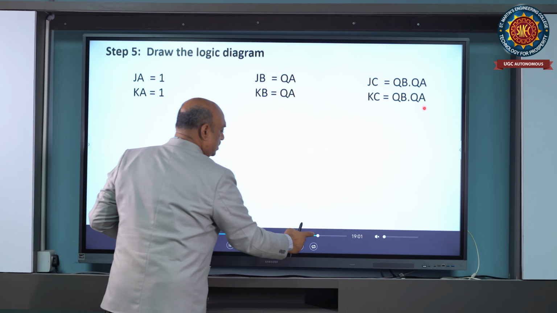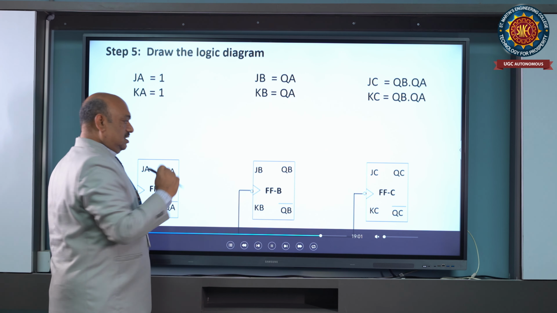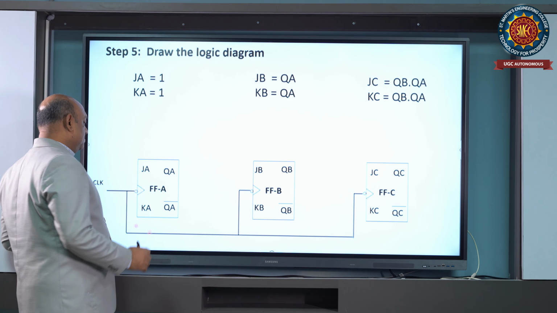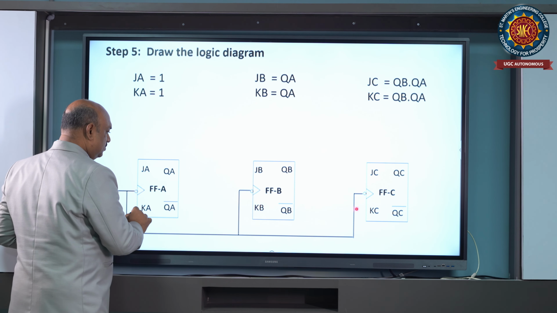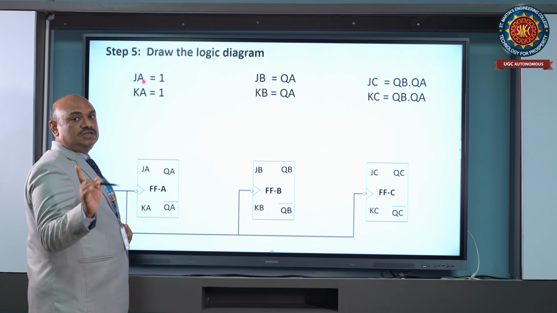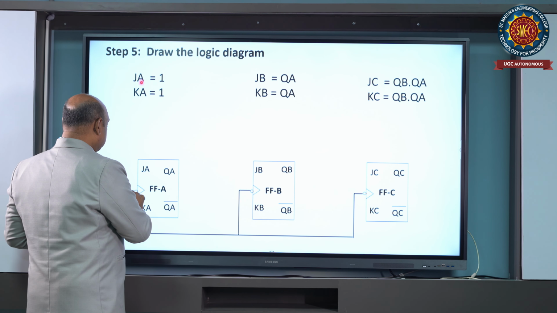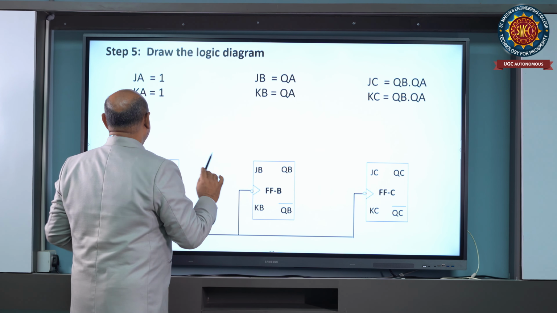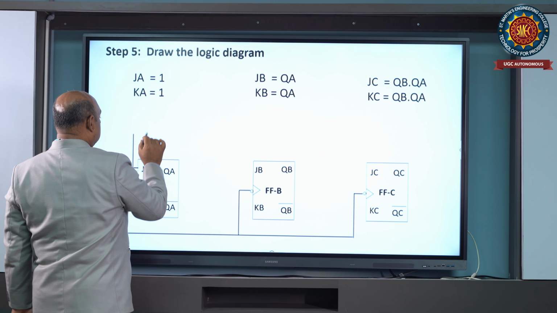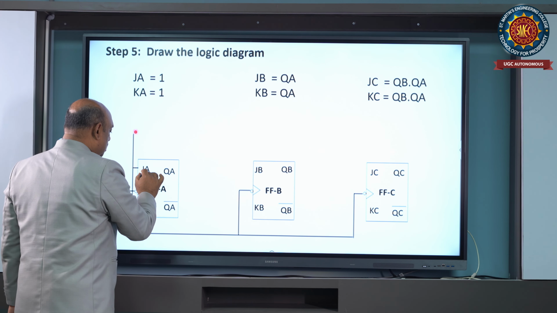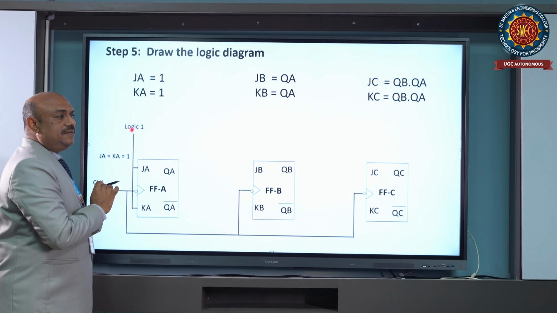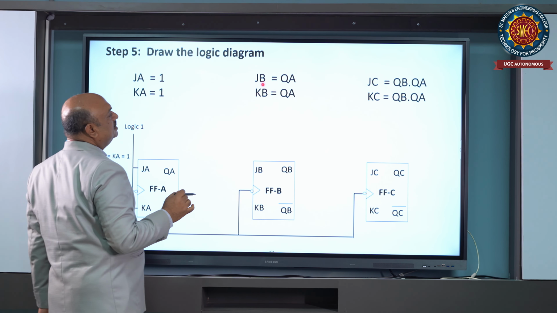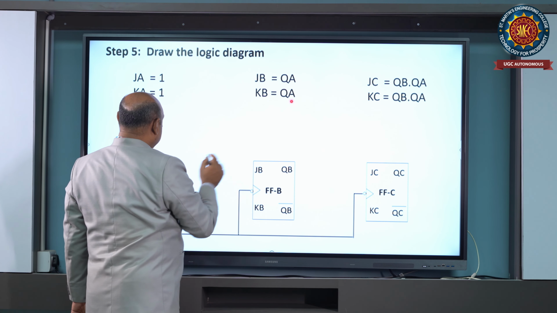The final diagram: finally, we'll draw the diagram. It requires 3 flip-flops connected together. After connecting the 3 flip-flops, all the flip-flops are given a common clock pulse; it is a synchronous counter. A synchronous counter has a common clock pulse connected to all the flip-flops. Now, whatever equation is here, connect accordingly. Both J and K are 1, so J and K are connected to the common line. We have given J, K equal to 1. Similarly, for JB and KB, it is QA. QA is here.